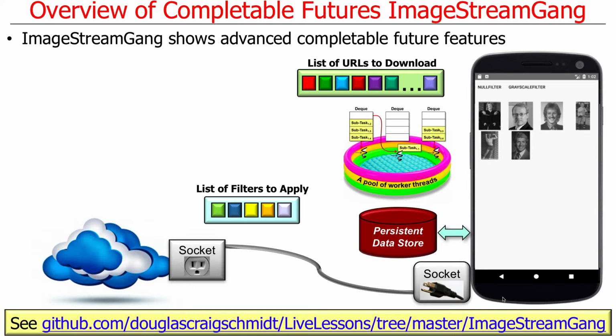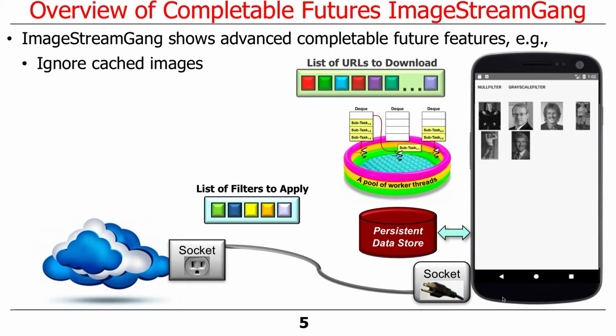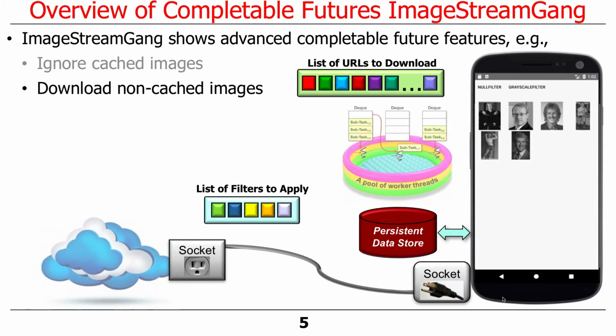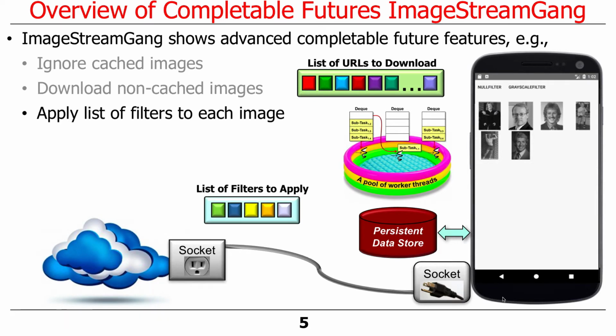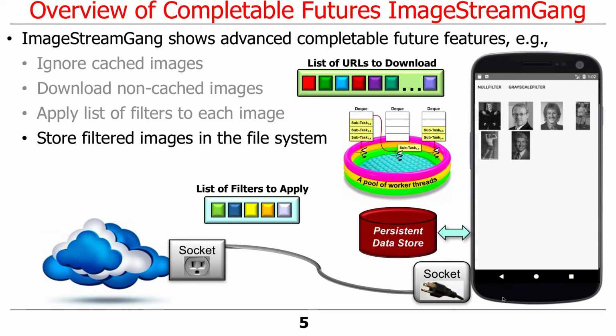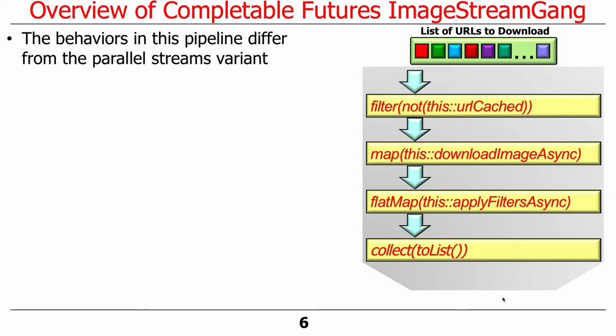Once again, this app works the same as the parallel streams version. In other words, you give it a list of URLs to download and a list of filter transforms to apply, and it downloads the images, applies the transforms, stores the results, and then displays them. So you can ignore the cached images, you can download the non-cached images, you can apply a list of filters to each image to transform them. These get stored in the file system on the device, and then finally it gets displayed to the user. The way this works under the hood, of course, is to use completable futures.